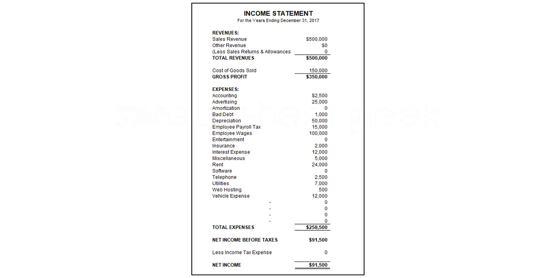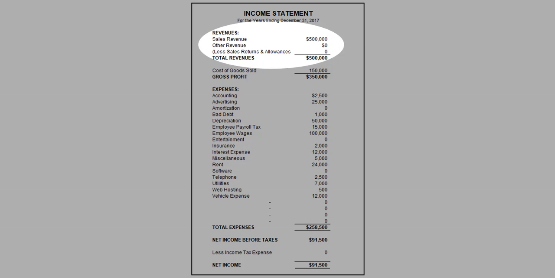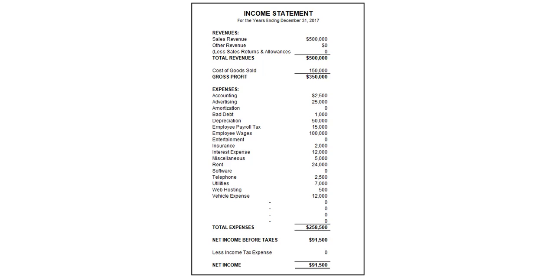I think the easiest way to discuss this topic is to talk about an income statement. This is a generic income statement. At the top, you'll see the revenue section. We've got sales revenue of $500,000. This particular company has an other revenue section, which I would assume is that they're selling something that's not part of their core business, but it's zero, so we'll overlook that.